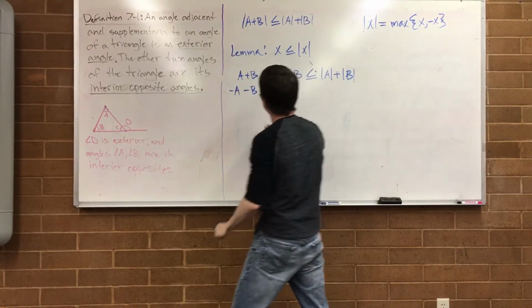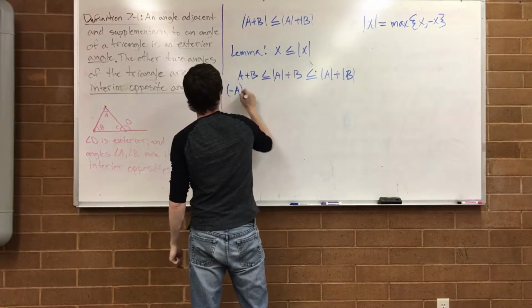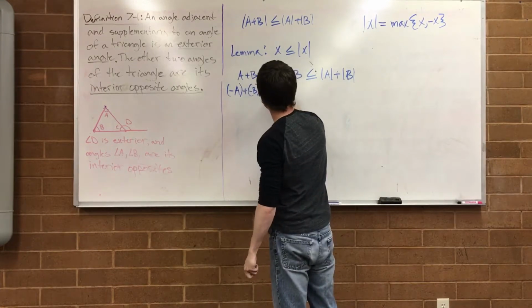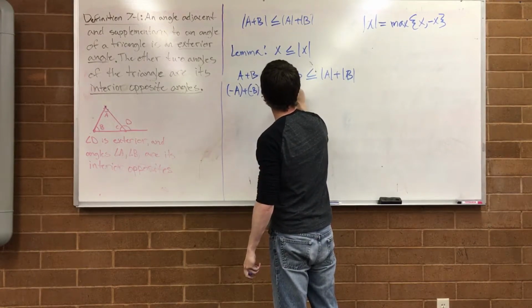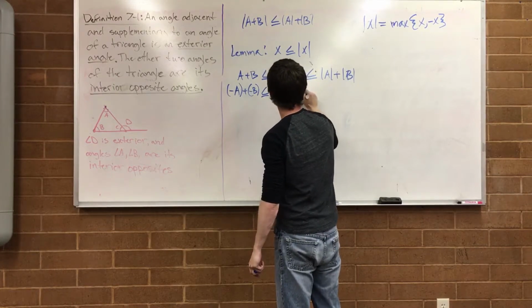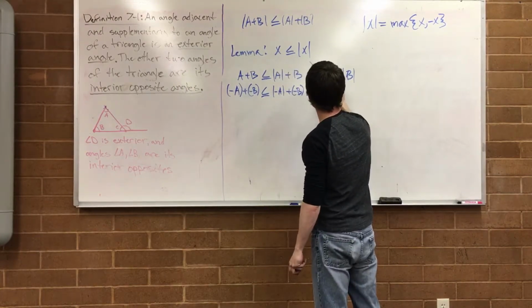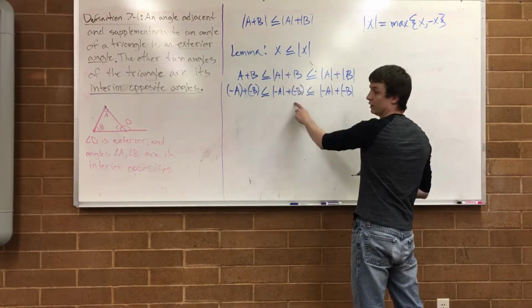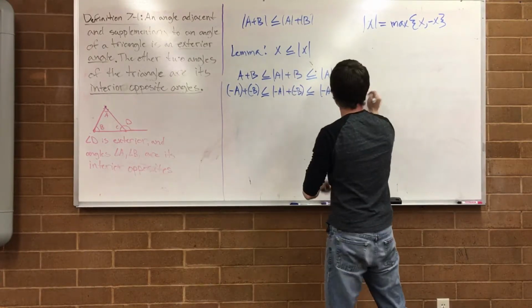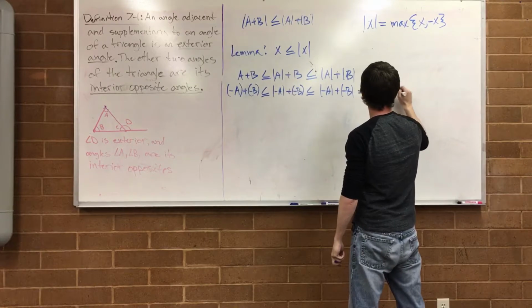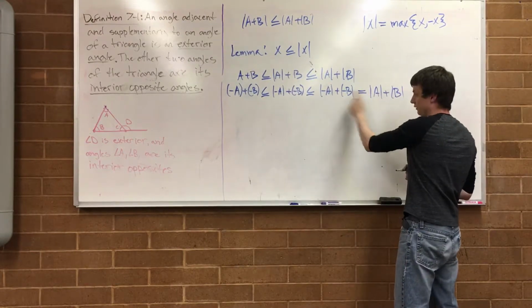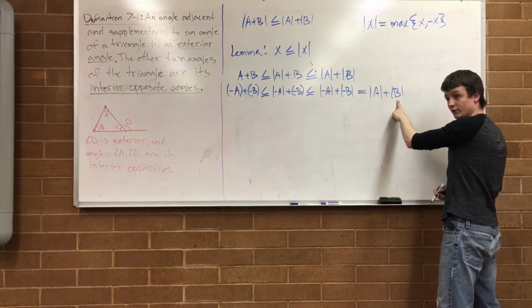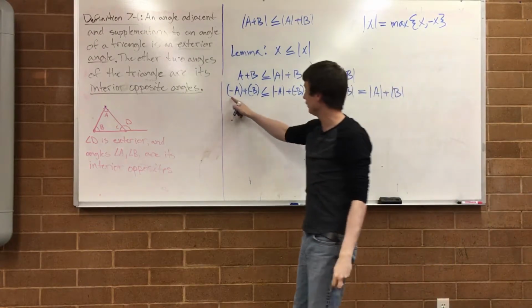Negative A minus B, or we'll think about this as negative A plus negative B, is less than or equal to the absolute value of negative A plus negative B. Same exact thing we did up here, right? But I can rewrite this as absolute value of A plus absolute value of B, right? Absolute value of negative A and absolute value of A are the same thing, and absolute value of negative B and absolute value of B are the same thing.